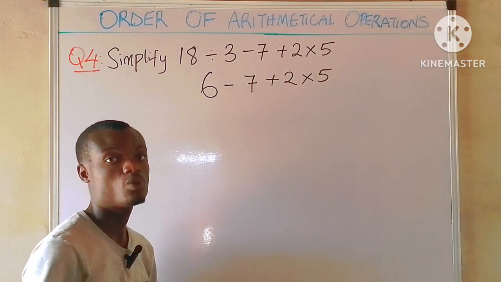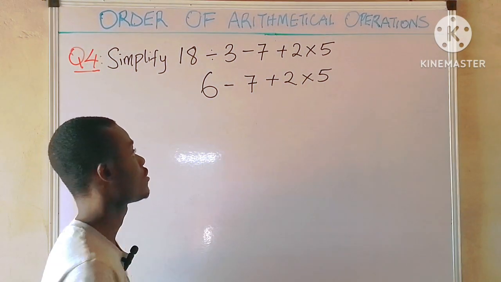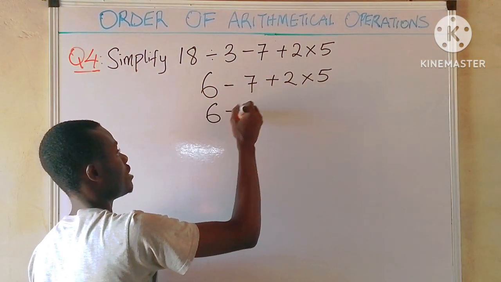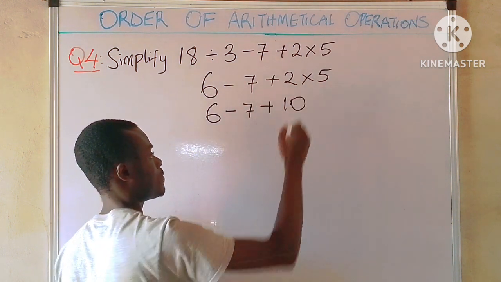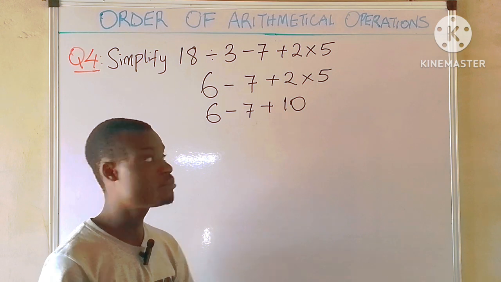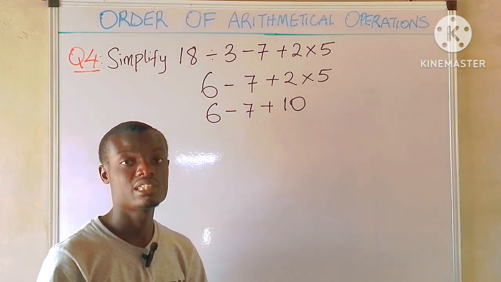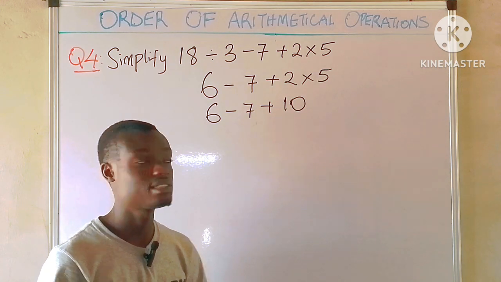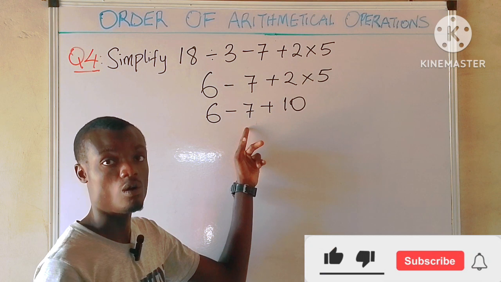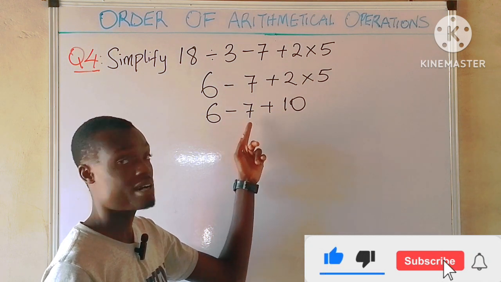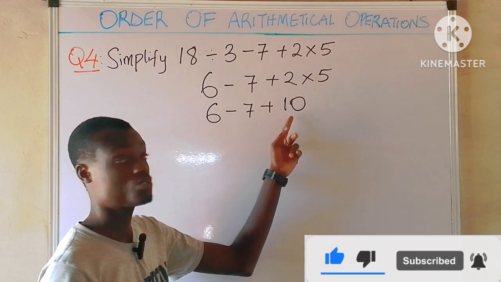After division, we can now move to multiplication. So we are going to multiply 2 times 5, which will give us 10. After multiplication, we can now move to addition. But before we do that, there's something important in maths that you must know. And that is the sign belongs to the number it precedes, or the sign belongs to the number that comes after it. So this minus is attached to 7, this plus is attached to 10.